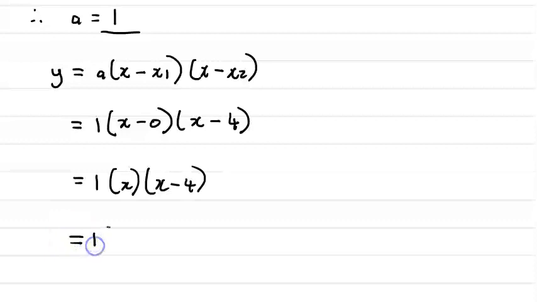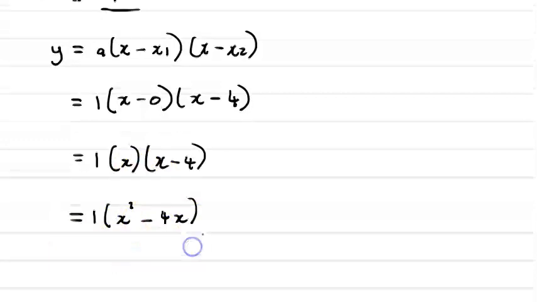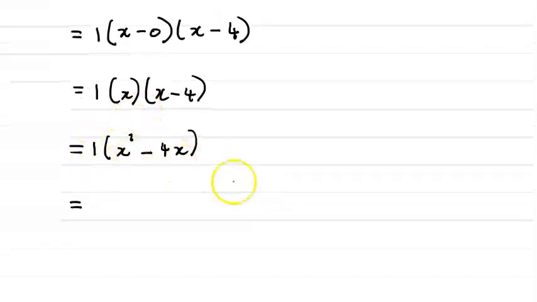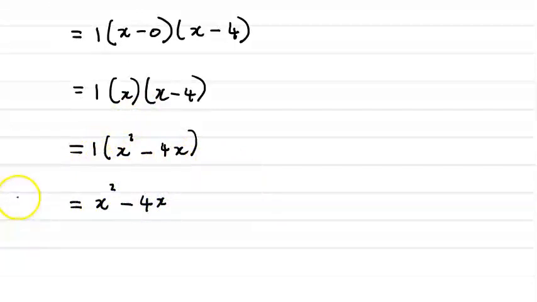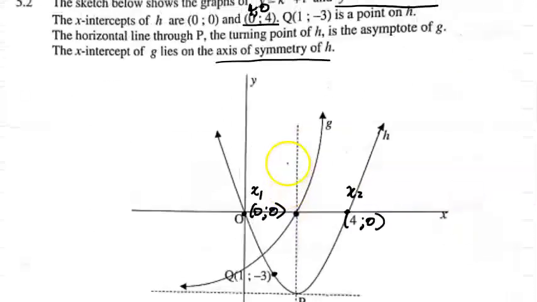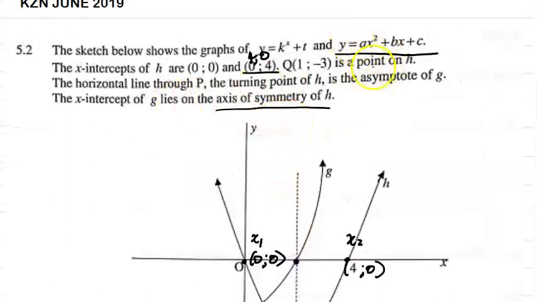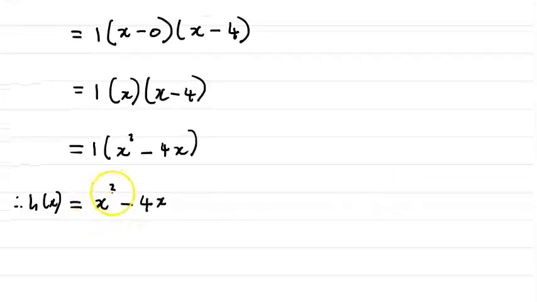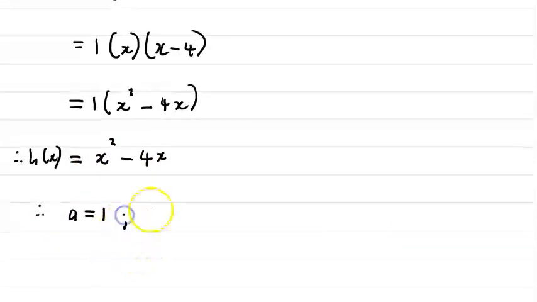So let us open our brackets. We got x times x is x squared minus 4x. Now we'll take 1 into the bracket. Remember, BODMAS, you have to open the brackets first before you can do any multiplication. So you'll be left with x squared minus 4x. So therefore our function h of x, remember the function is h, we call it by its correct name, is equal to x squared minus 4x. So we can conclude that a equals 1 and b equals negative 4.